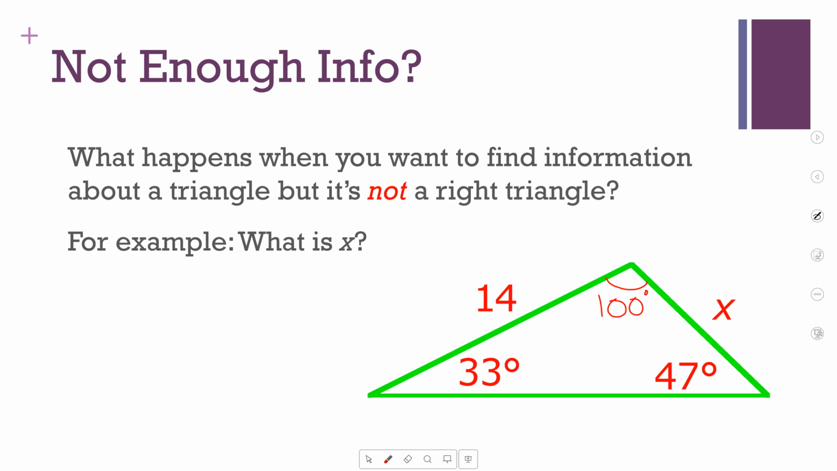So how do we solve it? Well, we're going to use two different methods. Today, only one method. We'll get that one, what's called the law of sines, under control. And then on Friday, we'll talk about the law of cosines. They each do something different.